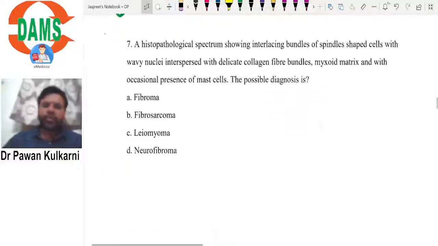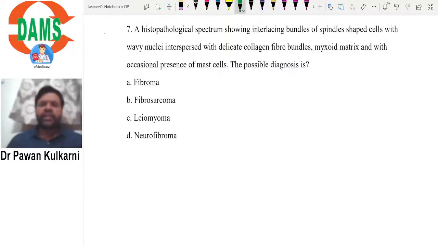Okay, moving on to the seventh question here. A histopathological spectrum showing interlacing bundles of spindle shaped cells with wavy nuclei interspersed with delicate collagen fibers and with occasional presence of mast cells. So here, if you look at the question, it says that the cells are spindle shaped.